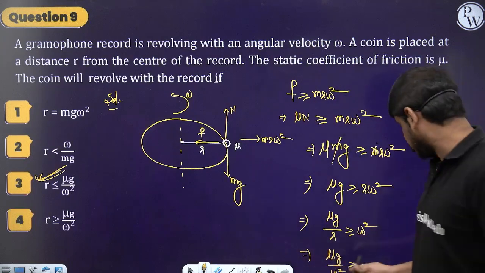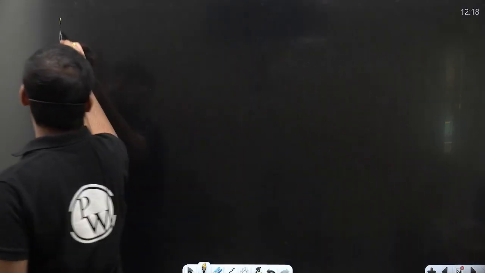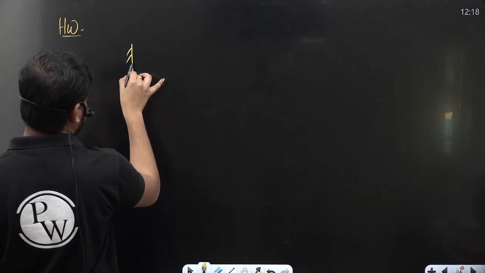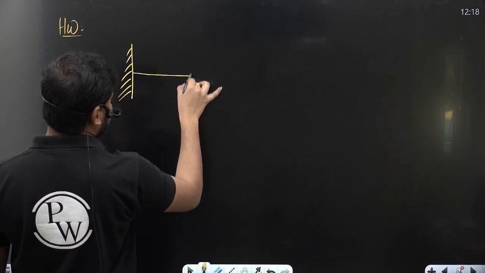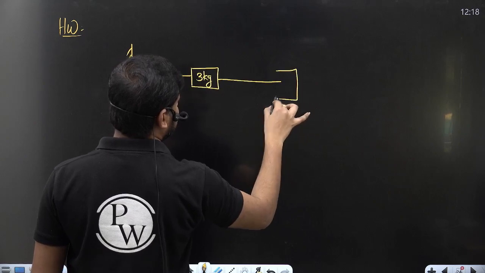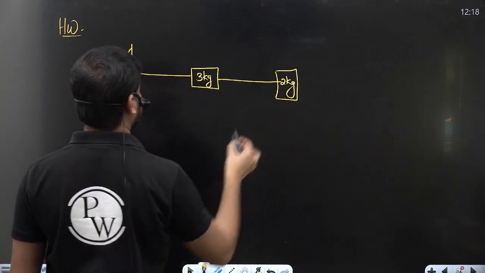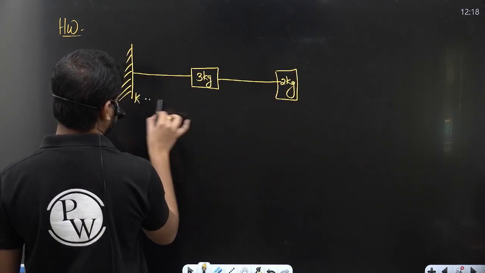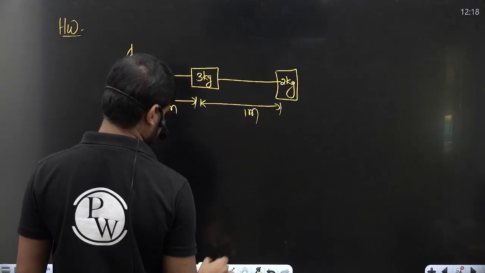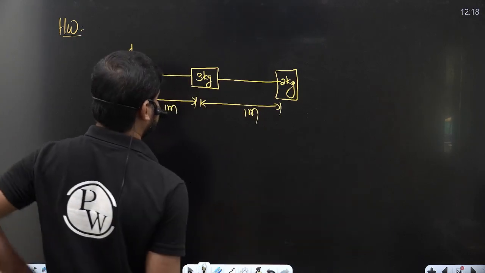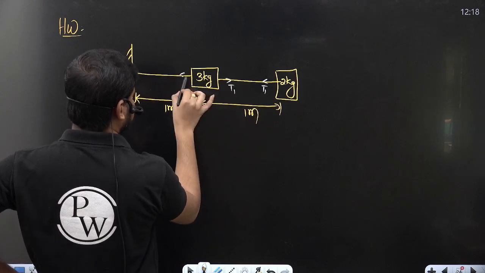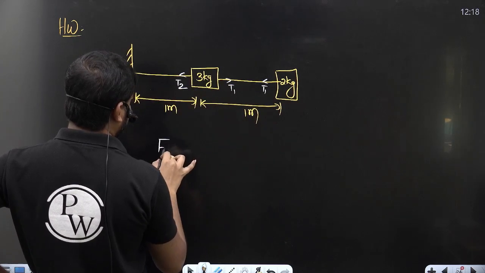So I'll give one more question as homework. Take this question as homework. Let's suppose here is a fixed end, and here is some mass which is 3 kg, and here some mass which is 2 kg. The distance from here to here is 1 meter, and from here to here is again 1 meter. Let the tension here be T1 and the tension here be T2. Now find T1 by T2.